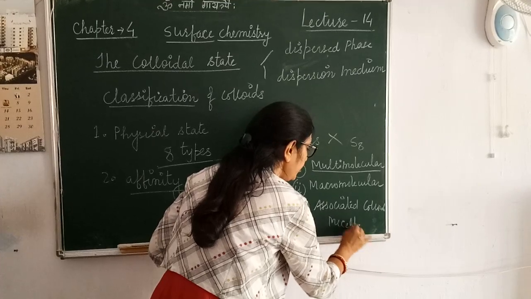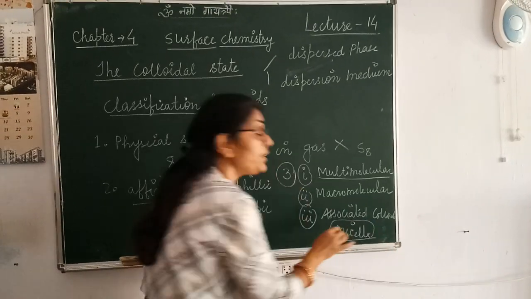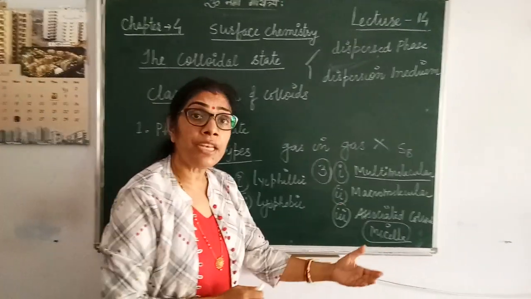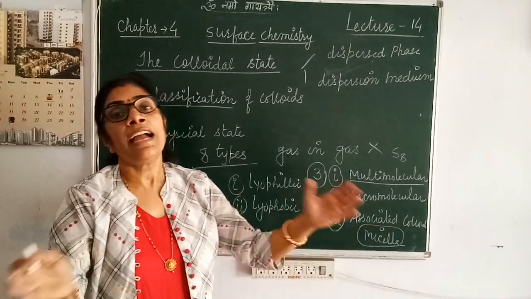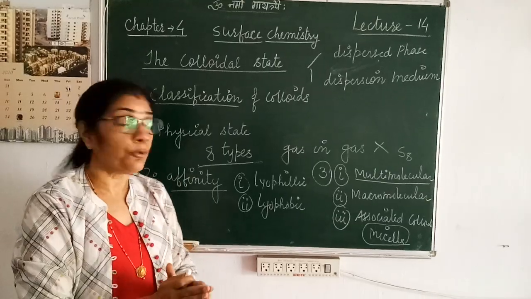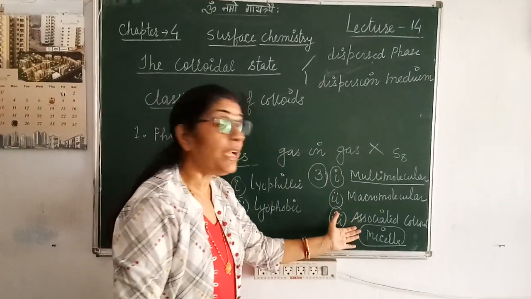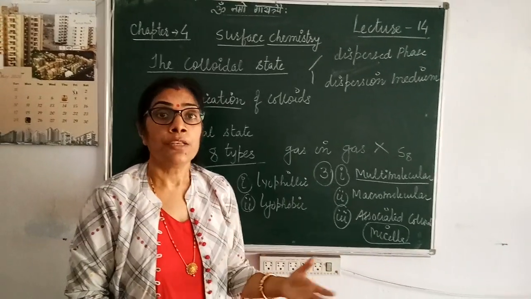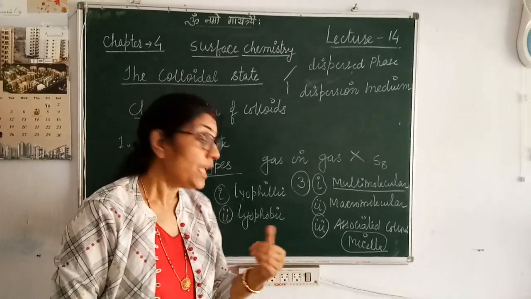micelles. So when the concentration is less, they act as electrolytes. But when the concentration becomes higher, they act as associated or aggregated colloids, which are nothing but micelles. The best examples of micelles are sodium stearate, sodium palmitate, and so on.